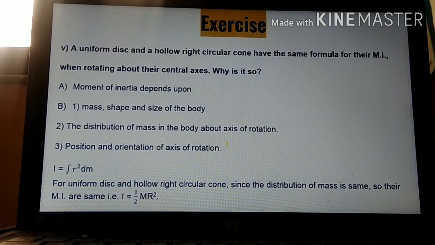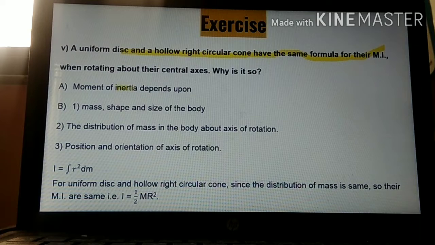Next one: a uniform disc and a hollow right circular cone have the same formula of moment of inertia when rotating about its axis. Why is it so? Both of them have the same formula of moment of inertia. Why is it so? They are asking.